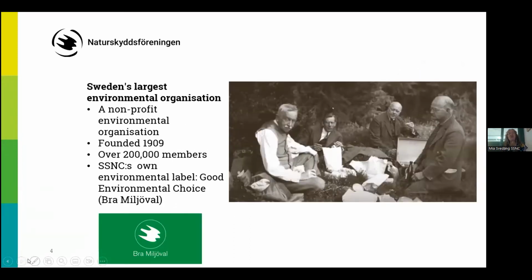Before I start with buffer zones, I will just say a few words about the Swedish Society for Nature Conservation. It's Sweden's largest environmental organization. It's a non-profit environmental organization. It was founded more than 100 years ago, and we have over 200,000 members. And we also have our own environmental label, Good Environmental Choice. And you can see the sign below. It's the green falcon.